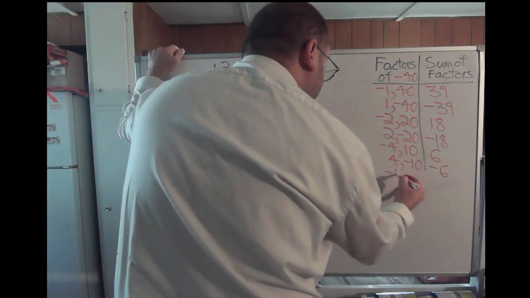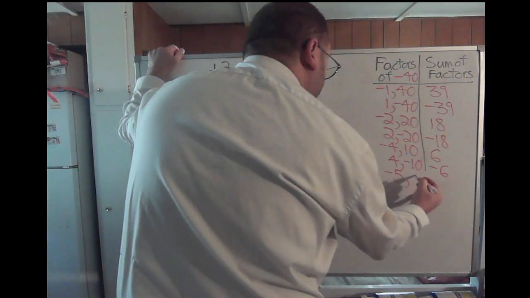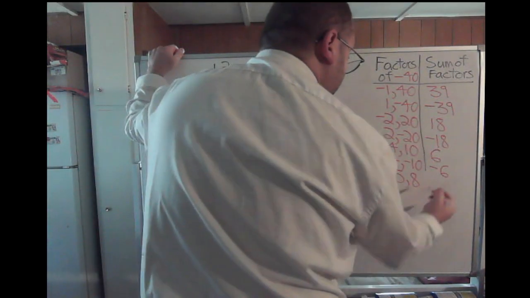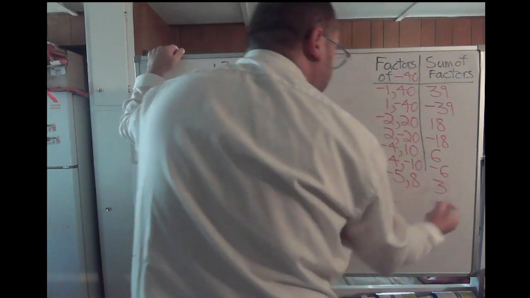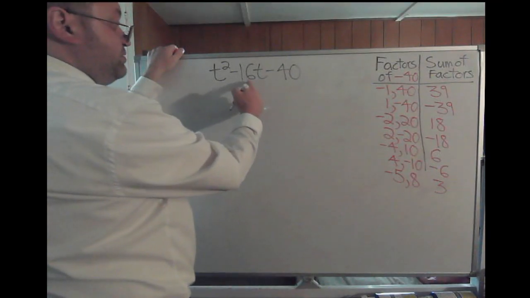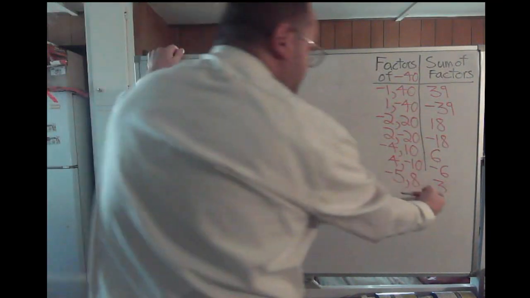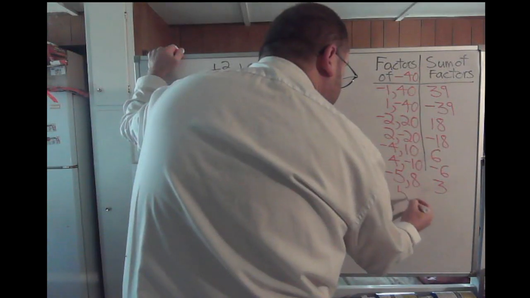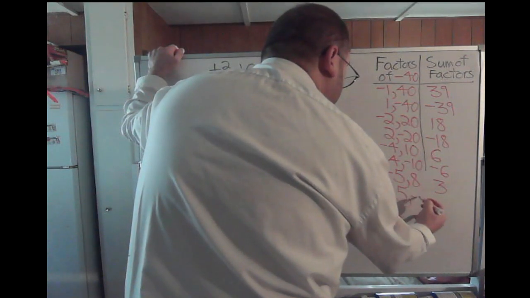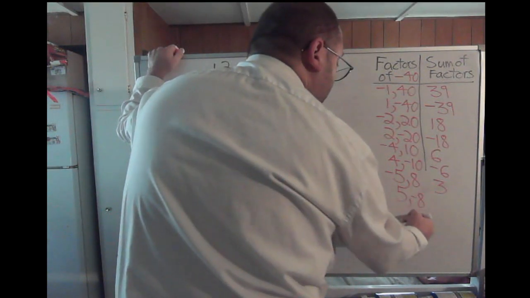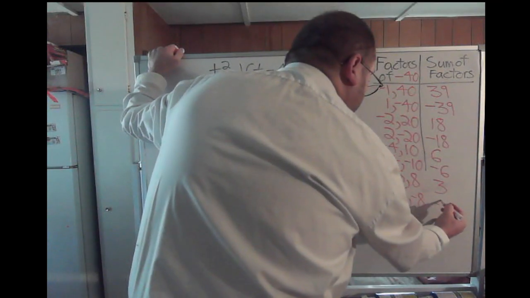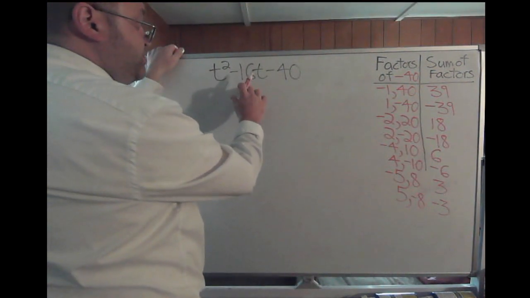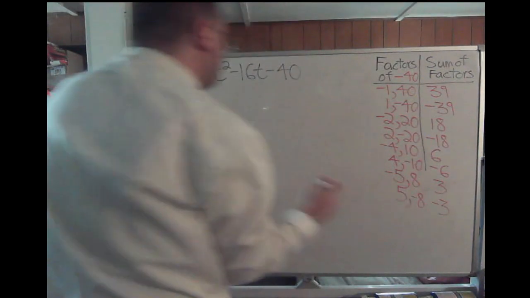So how about negative 5 and positive 8? Negative 5 and positive 8 add together give you positive 3. Your coefficient for the middle term should be negative 16, not positive 3. One last factor pair is positive 5 and negative 8. When you add 5 and negative 8 together, you get negative 3. Still doesn't work. You should have a middle coefficient of negative 16, not negative 3.